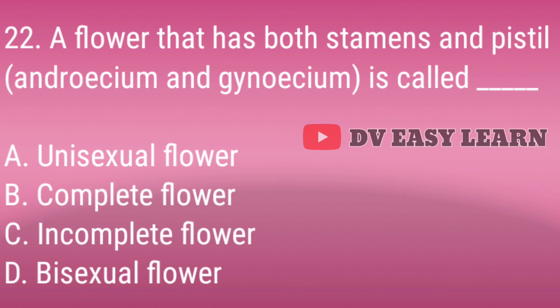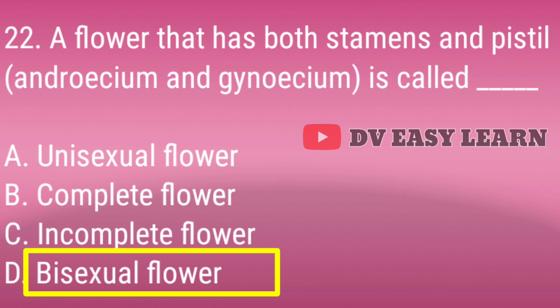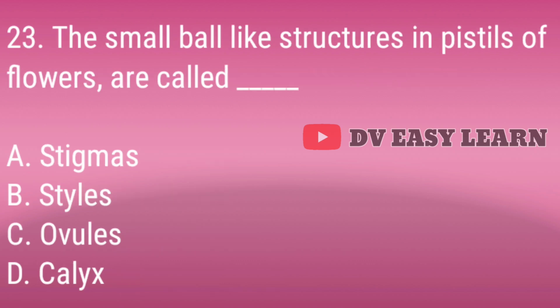Question number 22. A flower that has both stamens and pistil, that is androecium and gynoecium, is called. Correct answer bisexual flower. Question number 23. The small ball-like structure in pistils of flowers are called. Correct answer ovulus.